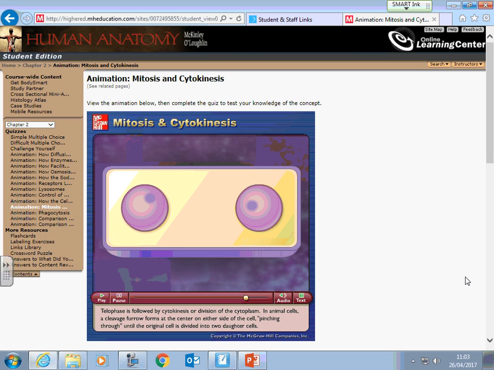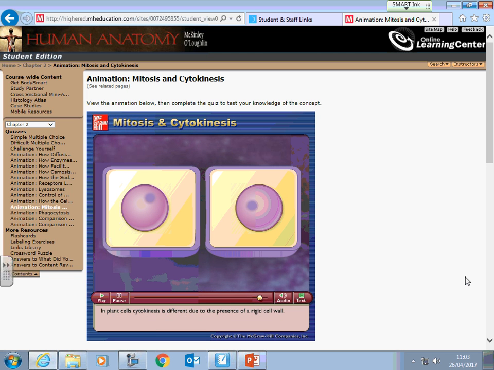Telophase is followed by cytokinesis, or division of the cytoplasm. In animal cells, a cleavage furrow forms at the center on either side of the cell, pinching through until the original cell is divided into two daughter cells. In plant cells, cytokinesis is different due to the presence of a rigid cell wall.